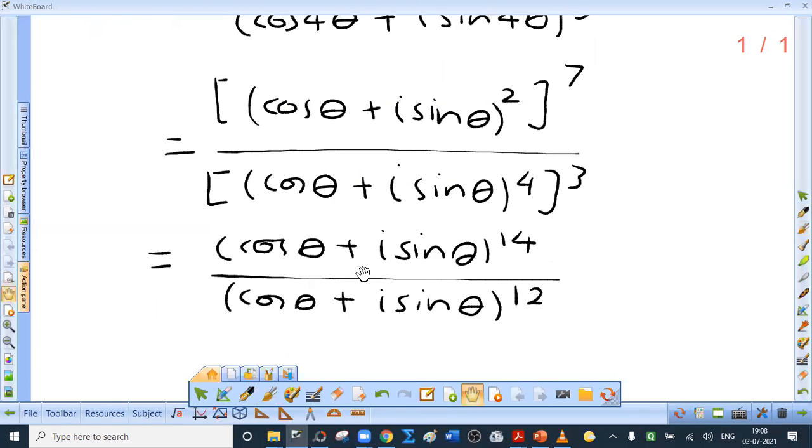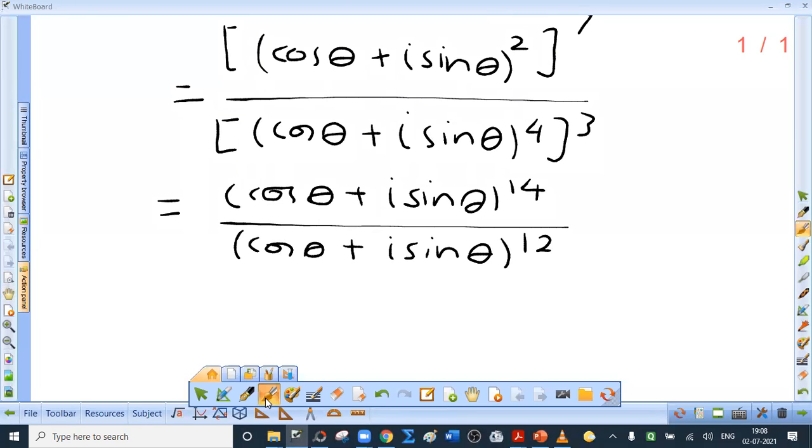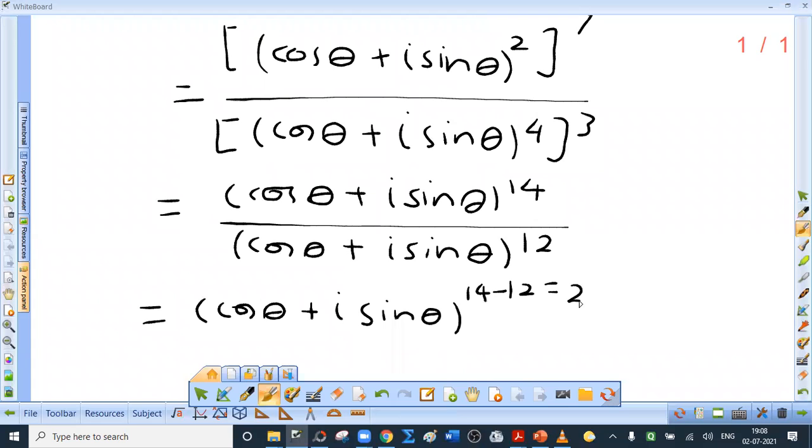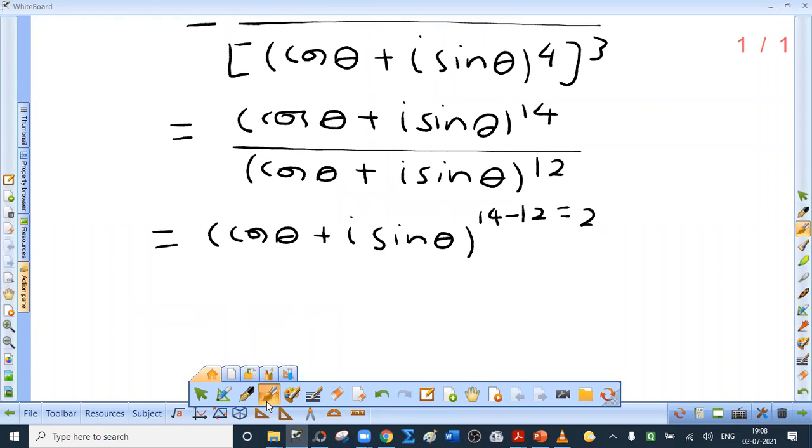Same logic. Now can I apply laws of indices? Yes, I can. So this is cos theta plus i sin theta raised to, what is 14 minus 12? 14 minus 12 is 2. Now again, De Moivre's theorem. So this comes out to be cos 2 theta plus i sin 2 theta. That's it. I'll explain this once again.